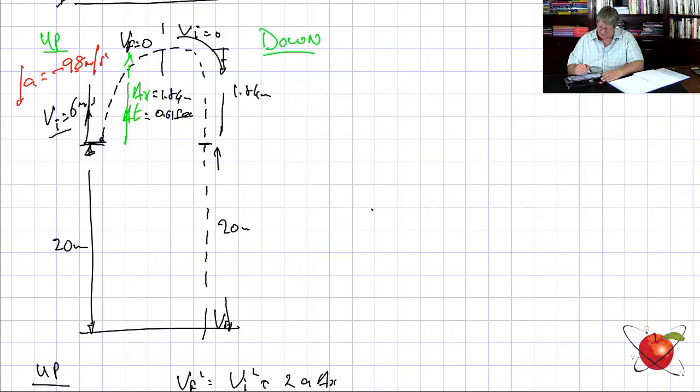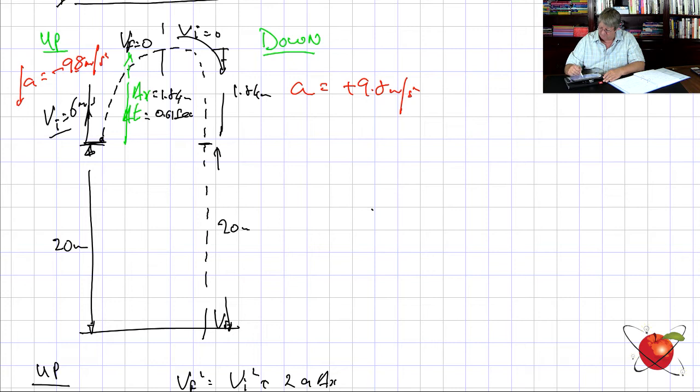My next question is: how high does the ball rise and how long does it take to reach this height? Question B: with what velocity does the ball strike the ground? Well, now we have to look at the downside. What's the height from there to there? That is 20 meters. How high is it from there to there? That is 1.84 meters.